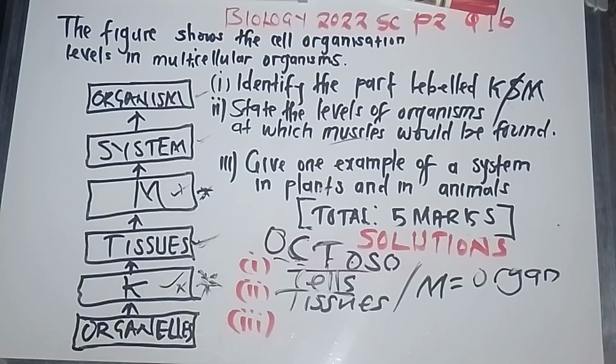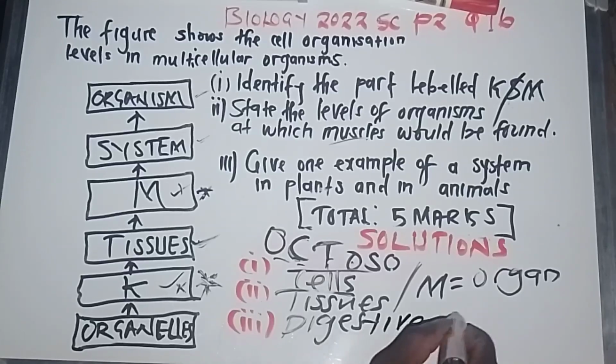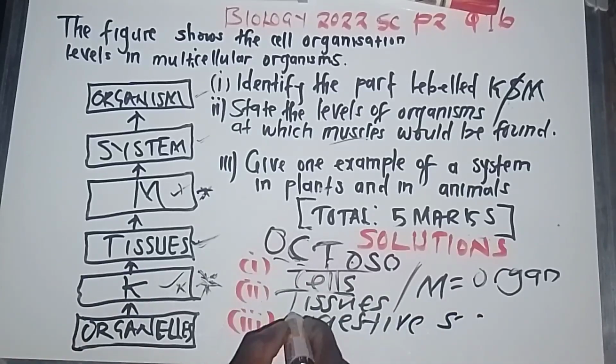So in talk of systems, think of something which is coming up as a result of the gathering of what? Different organs. So now, let me just give you an example so that I can explain well. When we talk of digestive system, that is in animals. When we talk of digestive system, you'd find that there are many organs which actually are involved in the digestive system.